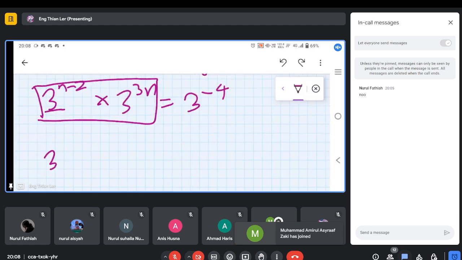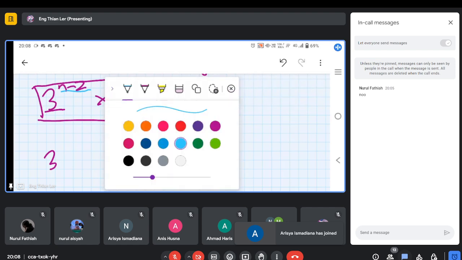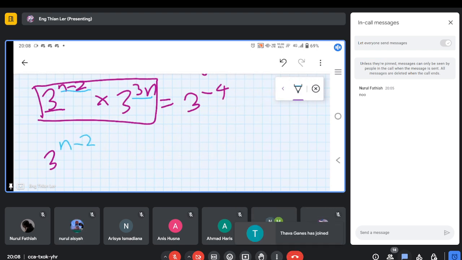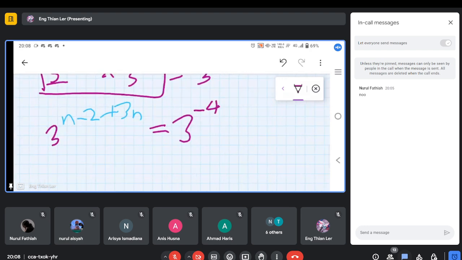So this is equal to this plus this plus this: n minus 2 plus 3n. So n minus 2 plus 3n is equal to 3 to the power negative 4. And by comparing, this n plus 3n is 4n, minus 2 equal to negative 4.